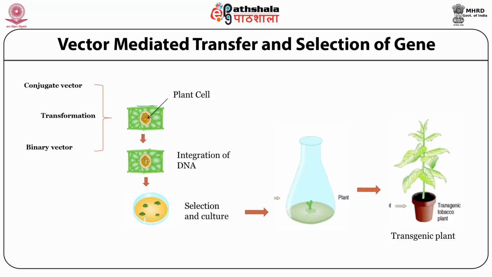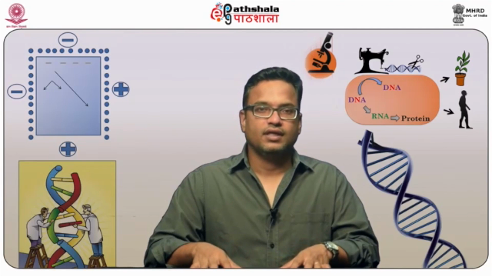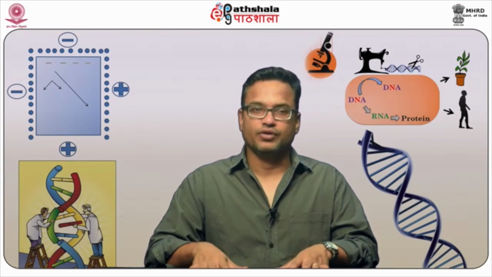Now, we select these transformants by growing them in a selection media, which contains a selection marker that is already present on those vectors. In the presence of that selection marker, only transformants will grow and give us transgenic plants. However, these transgenic plants need to be further confirmed by several techniques that include site-specific PCR, Southern blot, as well as Northern blot. So students, let's now summarize what we have learnt in this module.